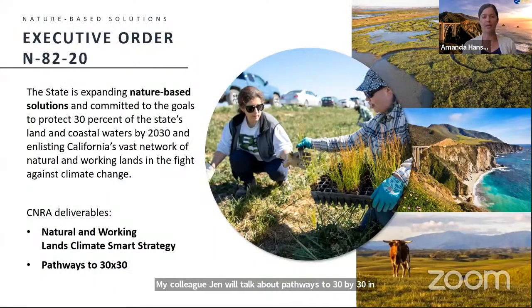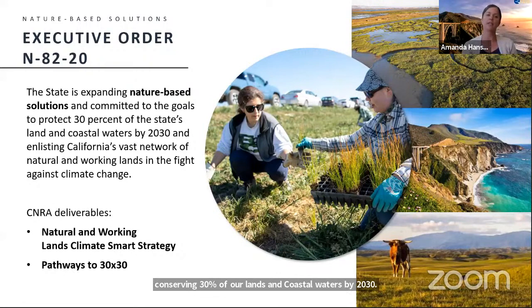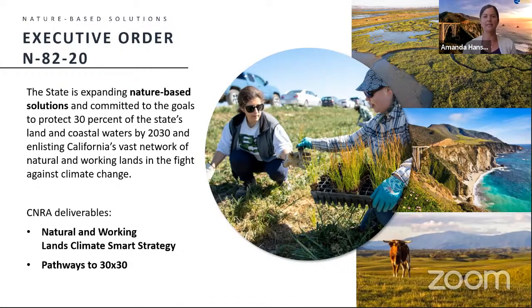In October of 2020, Governor Newsom issued Executive Order N8220, which called for greater use of nature-based solutions to address the crises of climate change and biodiversity loss. Among other actions, the executive order committed California to conserving 30% of our lands and coastal waters by 2030, and enlisting California's vast network of natural and working lands, forests, rangelands, farms, wetlands, deserts, urban green spaces, and more in the fight against climate change.